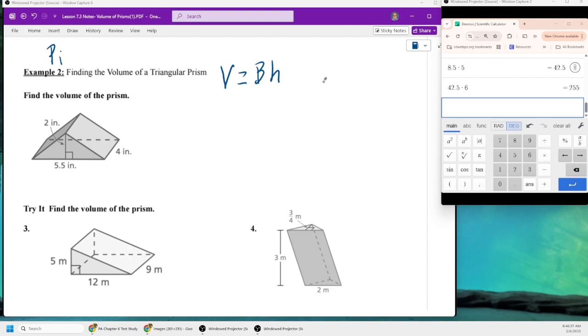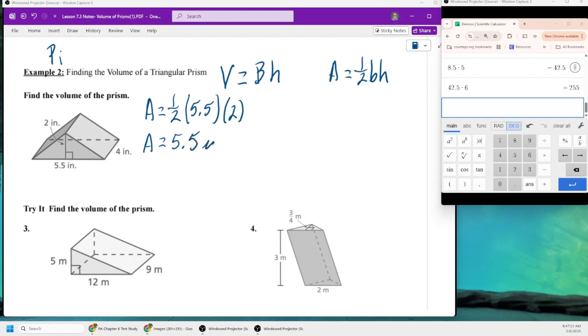Okay, so how do you find the area of a triangle? You take 1/2 the base times the height. So in this case, what is the base? What's that full length across the triangle? 5.5. Then what's the height of this little triangle? So if you put that in your calculator, you're going to get the area of that triangle. It's 5.5 square inches.